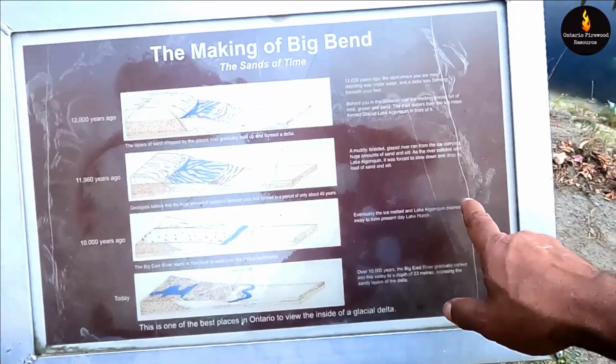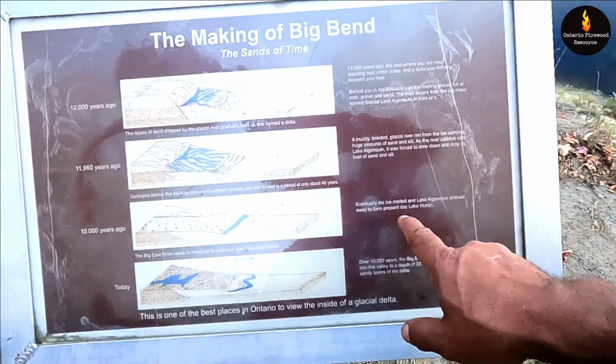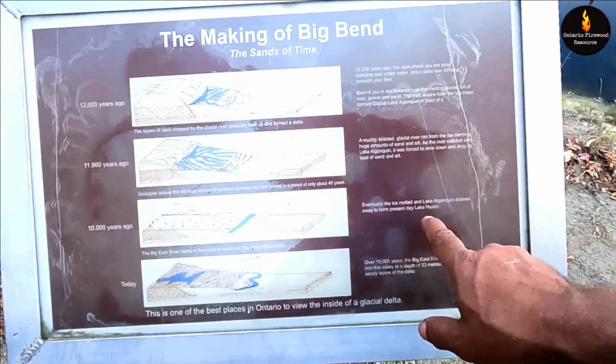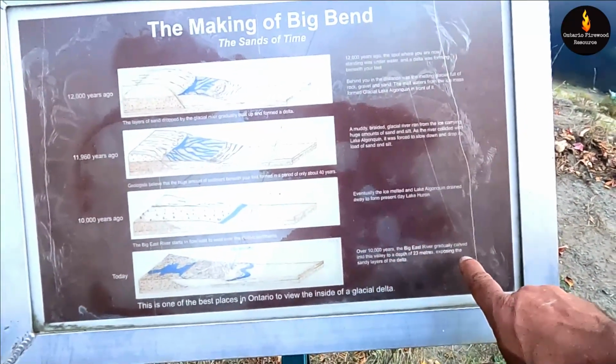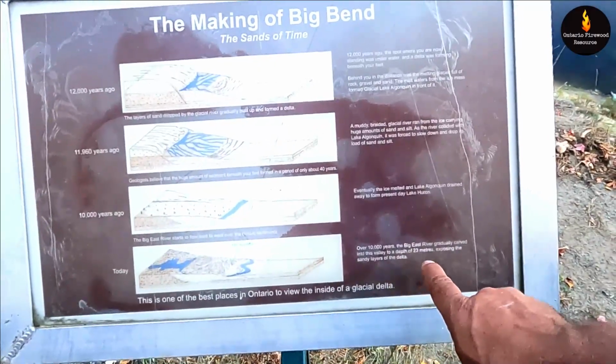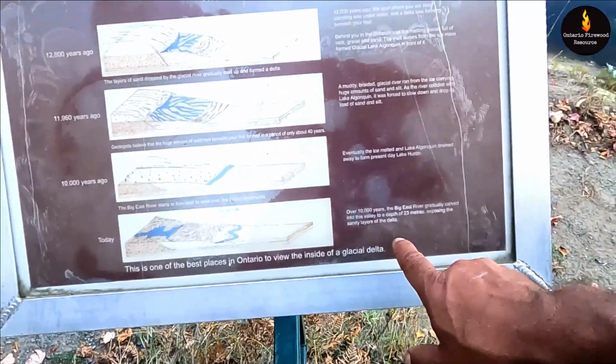So wow, this massive lake, Lake Algonquin, was bigger than the Great Lakes, or some of the Great Lakes. Over 10,000 years, the Big East River gradually carved into the valley to a depth of 23 meters, exposing the sand layers of the delta.